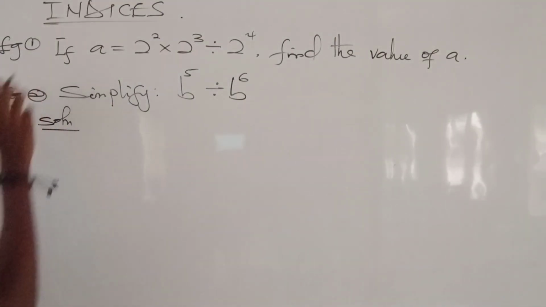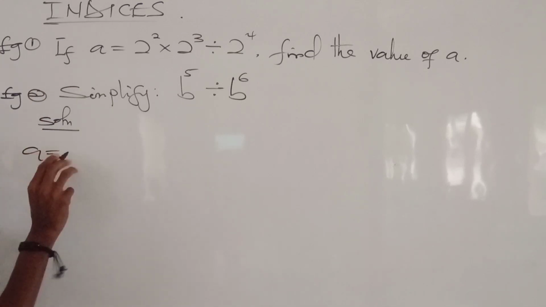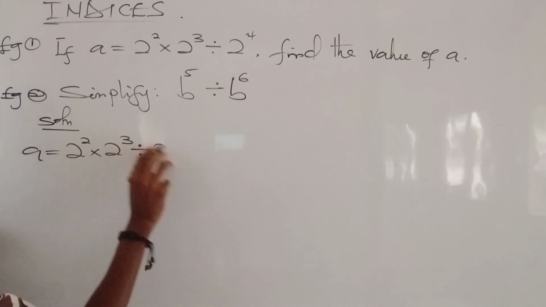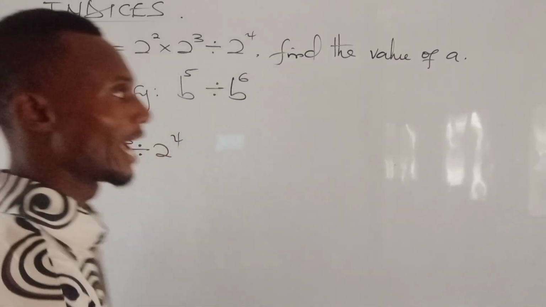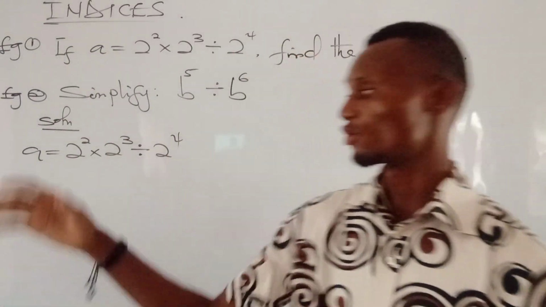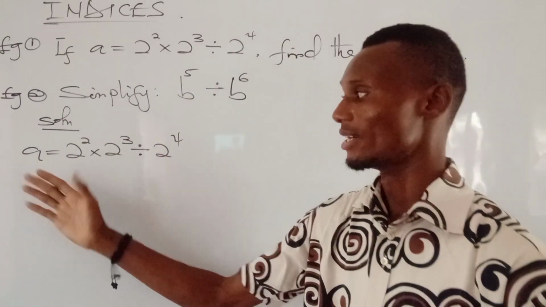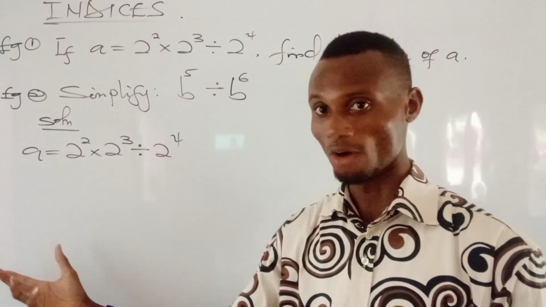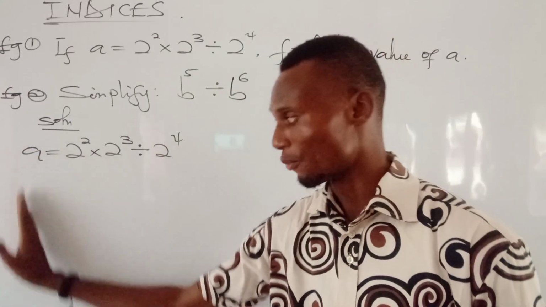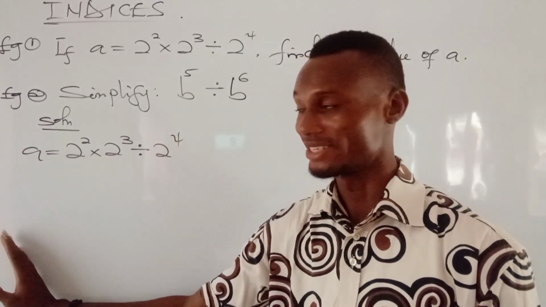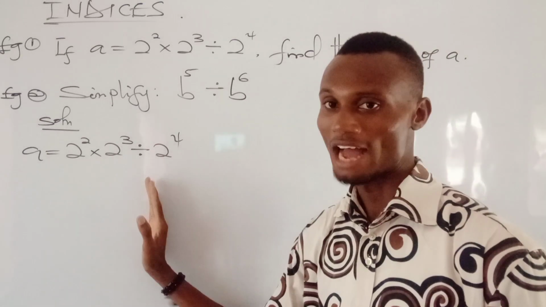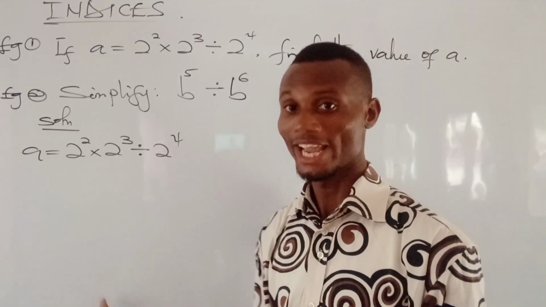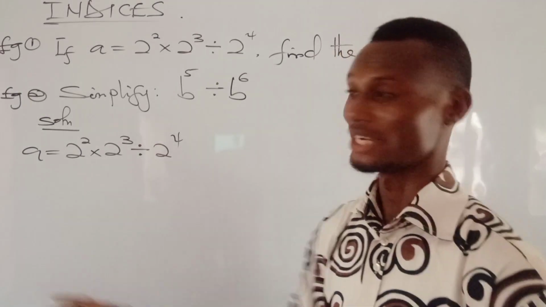Okay, so starting with the first example, we have a equals 2 to the power 2 times 2 to the power 3 divided by 2 to the power 4. We are being asked to find the value of a. Now to find the value of a just means that we simplify what is there. And that's the answer you get, that is equal to the value of a, because a is already here. So we are going to repeat our a, which is here, then we are going to simplify what we have at this right hand side. Then the answer that you get is equal to a. So that's all that you need to do to get the value of a.